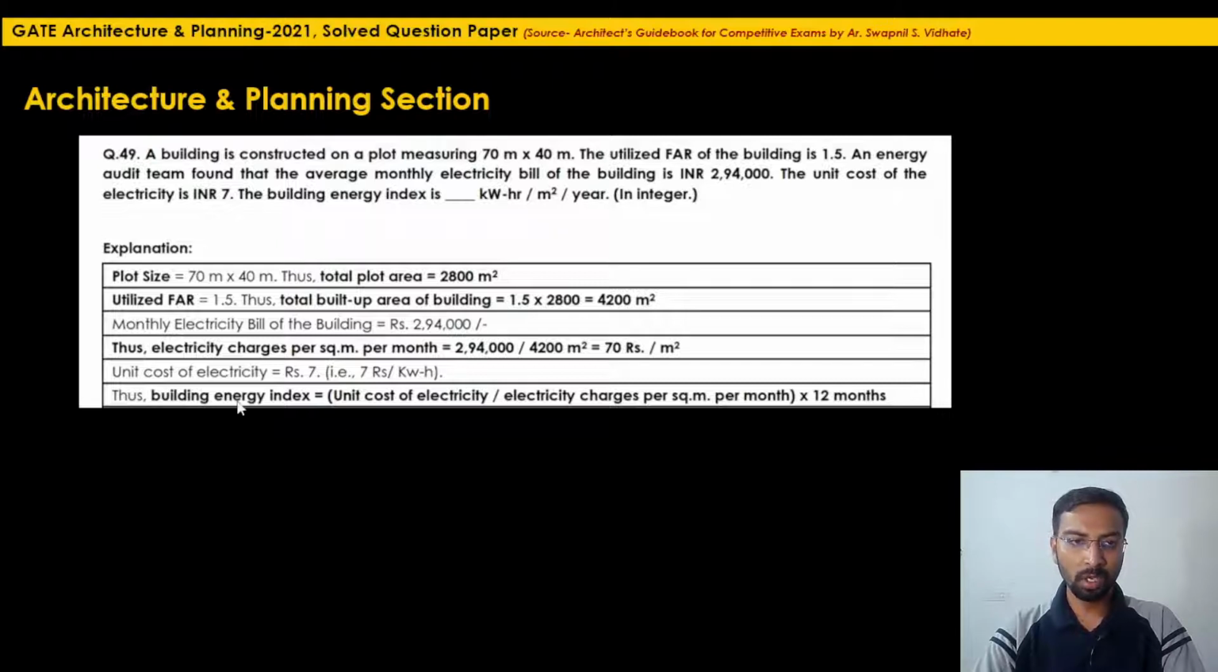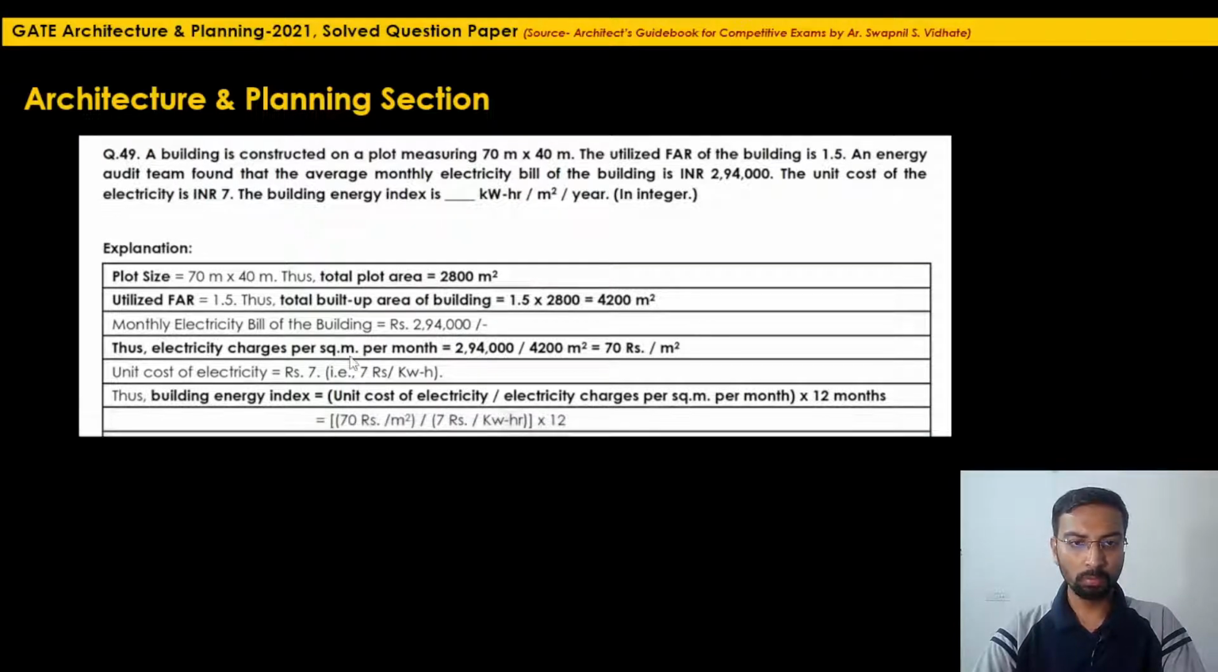So here the building energy index, as per the standard definition, is unit cost of electricity divided by electricity charges per month. Here unit cost of electricity means kilowatt hour. See, this is the unit mentioned in the question. Then electricity charges per square meter per month, so it will be meter square per meter square into 12 months. That means per year. 12 months will be equal to year.